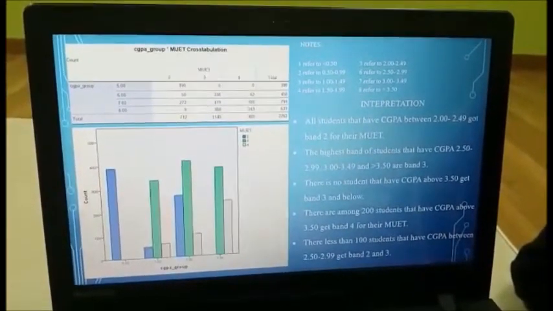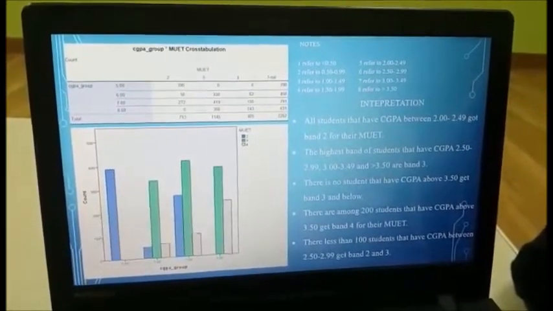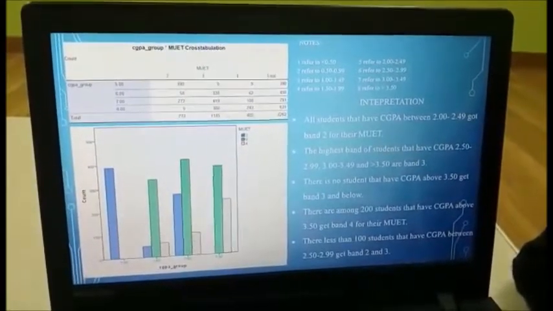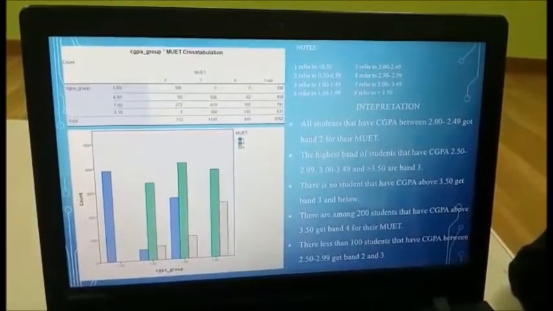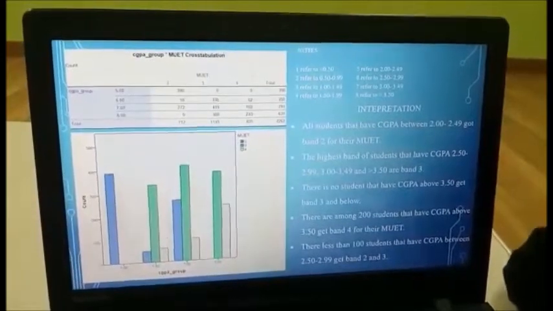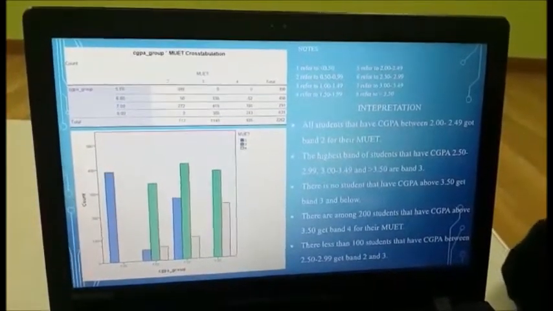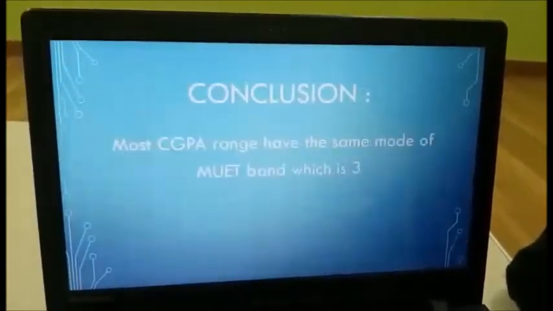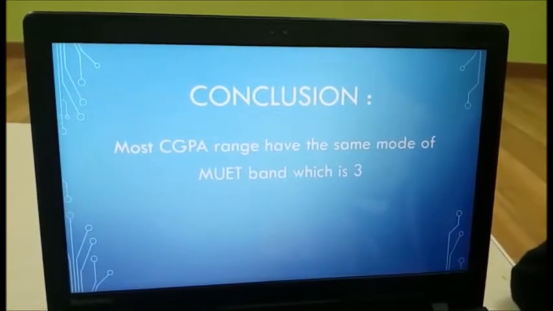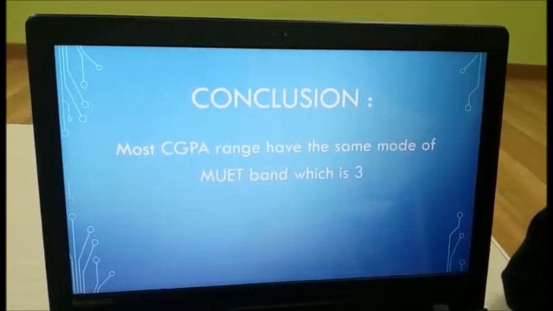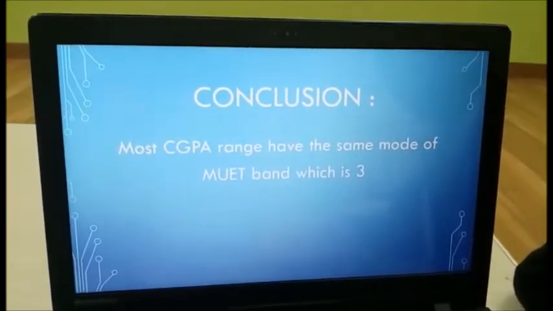There are less than 100 students that have CGPA between 2.50 until 2.99 who got band 2 and 3. Conclusion: most CGPA ranges have the same mode of MUET band, which is 3.